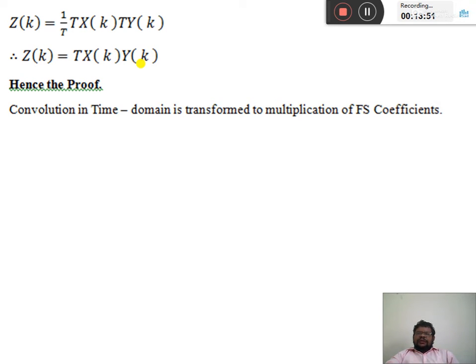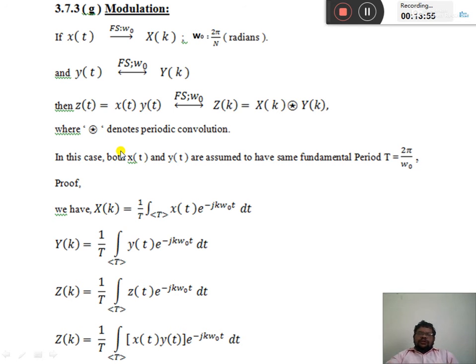In the frequency domain, that is a multiplication. Modulation, or you can call it multiplication: in the time domain, if it is a modulation or multiplication, whereas in the frequency domain it will become a convolution. So writing the synthesis and analysis equations for x of k, y of k and z of k, z of k is equal to the integration of z of t.